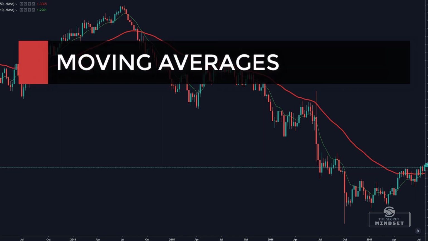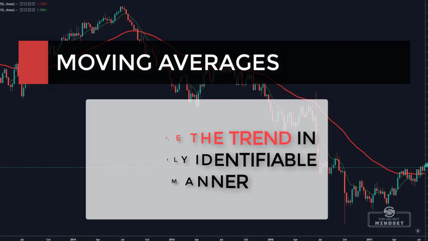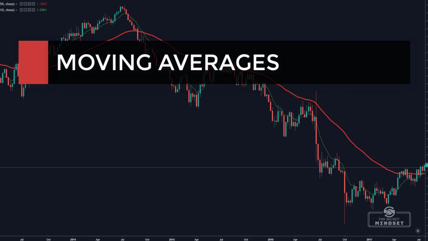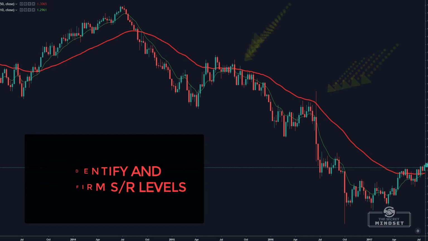The moving averages are probably the most well-known and heavily used indicators in technical analysis because they effectively capture the trend of a financial market in an easily identifiable manner. Position traders often use moving averages for identifying and confirming support and resistance levels.